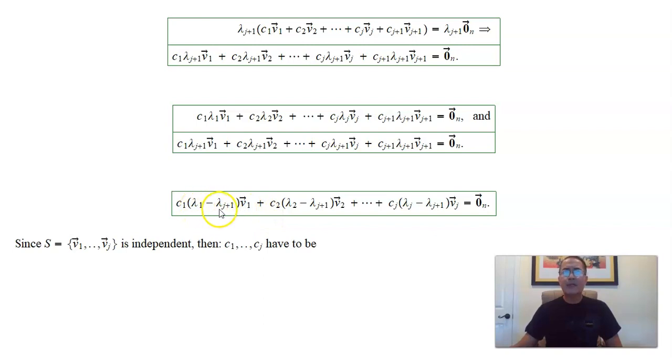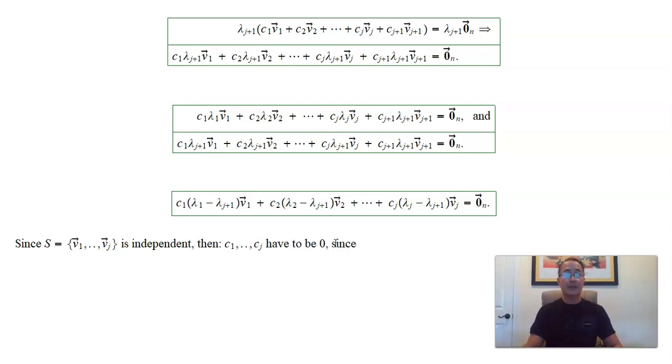Okay? Can lambda 1 minus lambda j plus 1 be 0? No, because our eigenvalues are distinct. So lambda 1 is different from lambda j plus 1. Lambda 2 is different from lambda j plus 1. All the way down to lambda j has to be different from lambda j plus 1. Okay? So now we can conclude that these coefficients have to be 0.